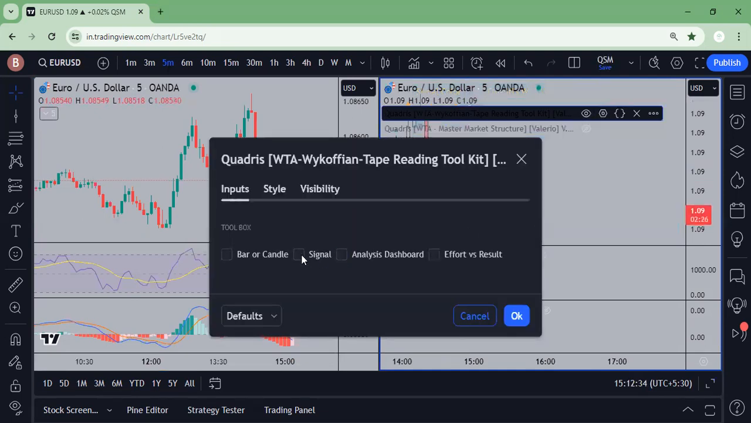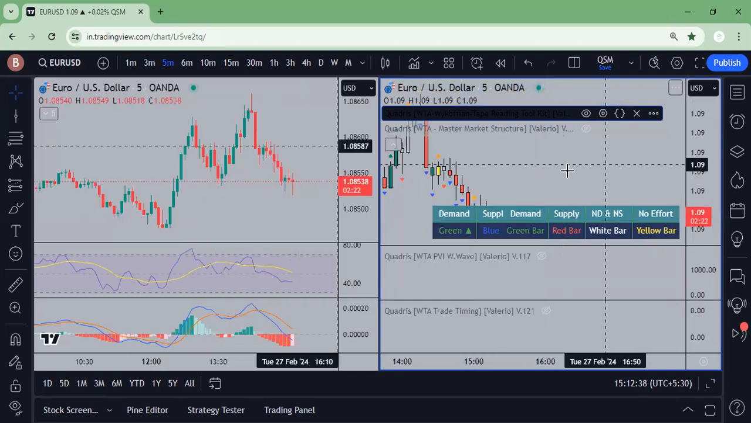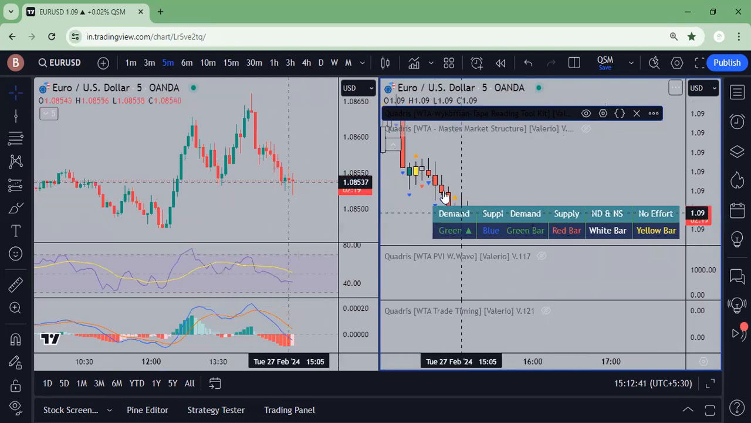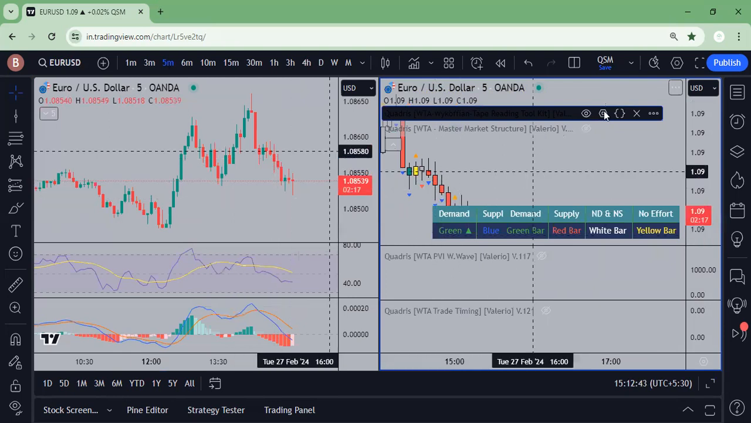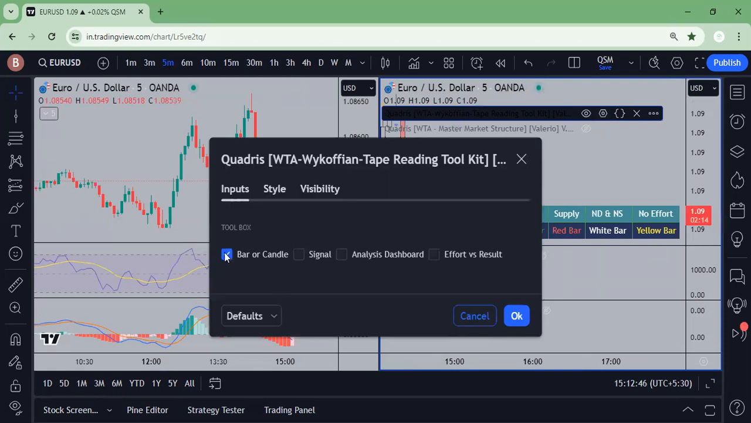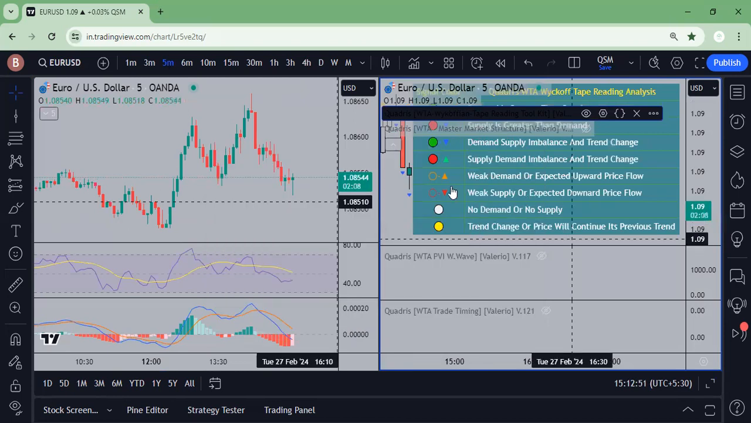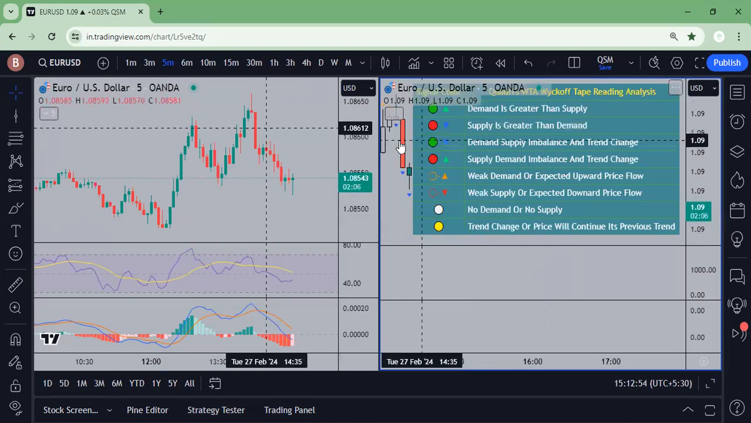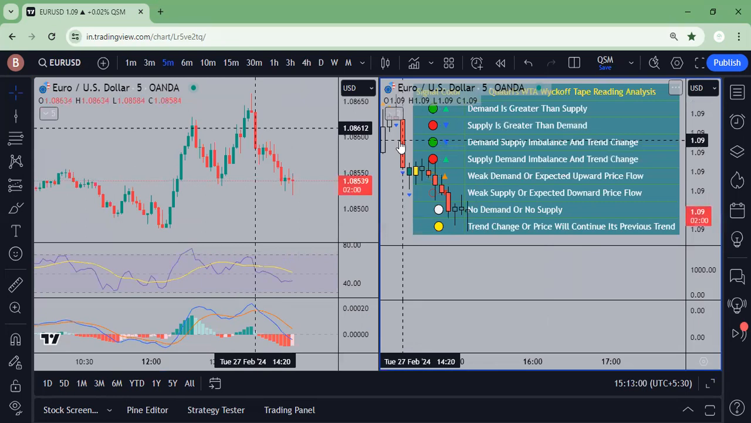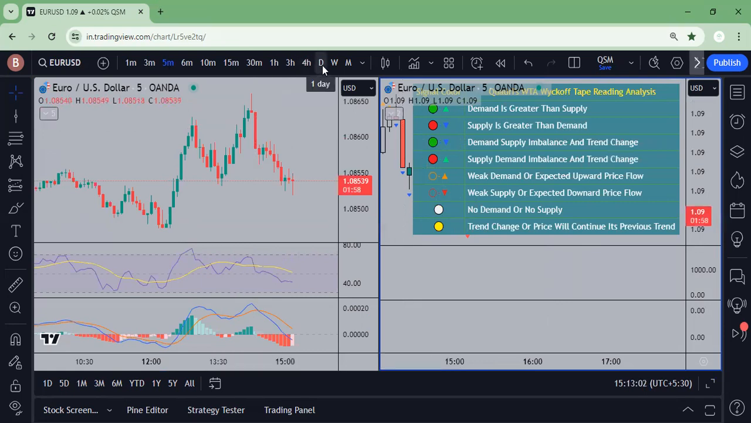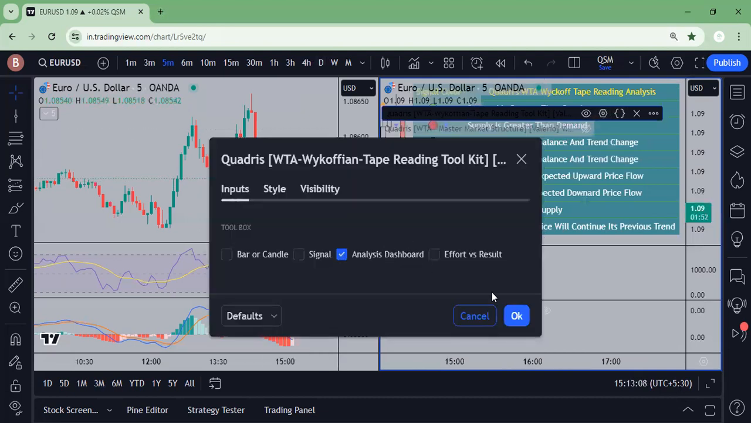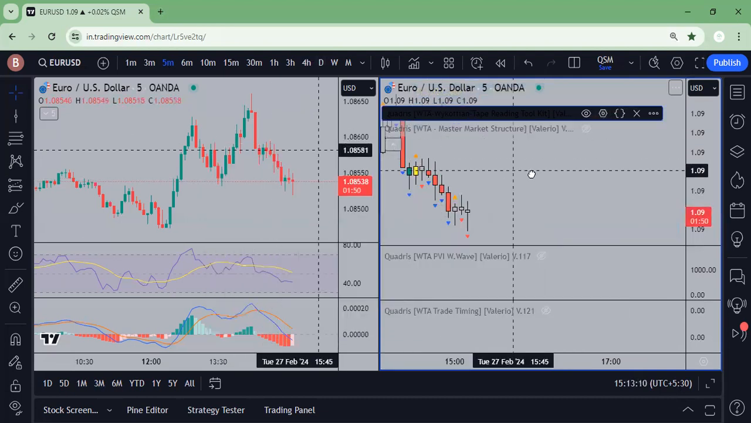Apart from this analysis dashboard, I have also included this one. This will help you in reading individual bars also, but I suggest you start with the dashboard, because this will help you immensely in understanding what is happening with this particular session candle. If it is 5-minute, 1 hour, 4 hour, a day, it doesn't matter for us. So this is what the dashboard has to offer.